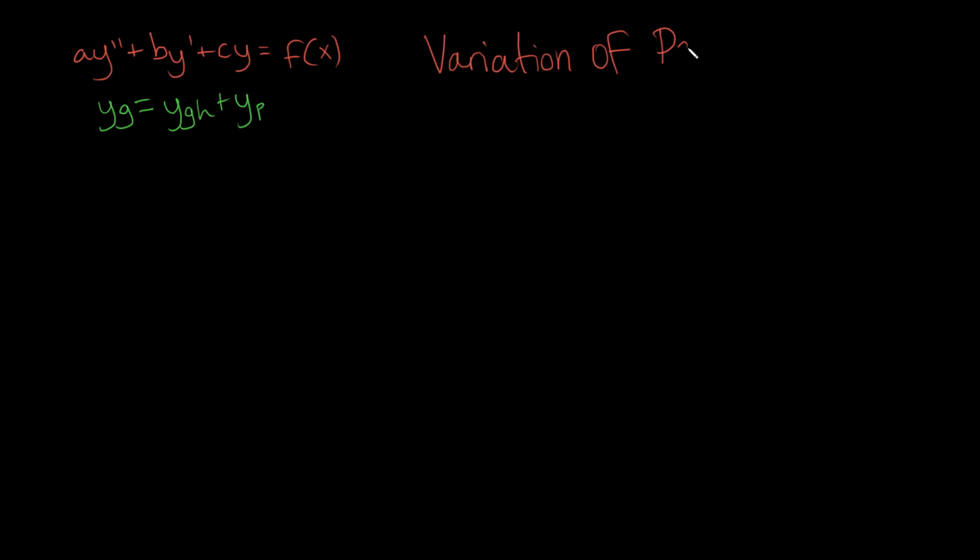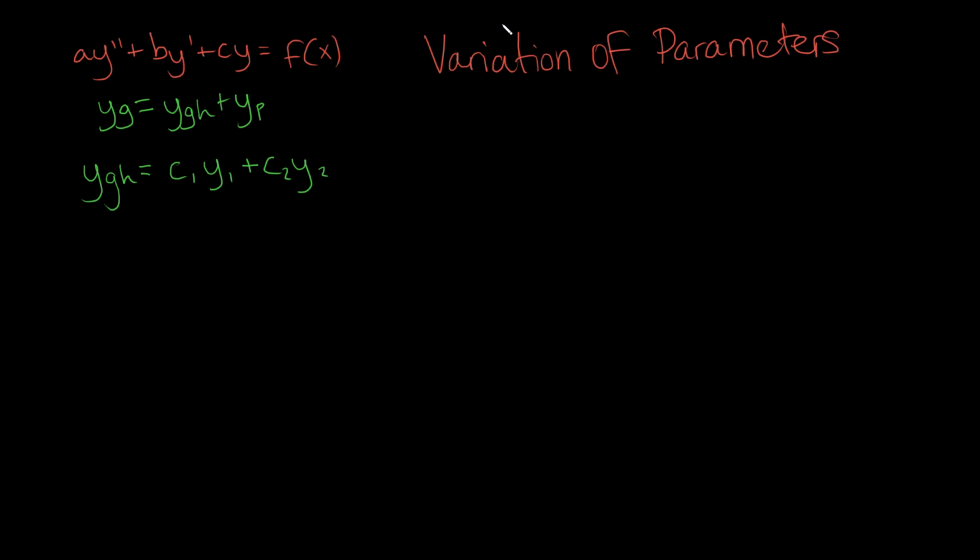Variation of parameters. What is the variation of parameters? I'm writing it big so you know it must be important. The variation of parameters says, let's say you already have a general solution to the homogeneous case. The general solution to the homogeneous case is equal to a constant times a particular solution to the homogeneous case, plus another constant times another solution to the homogeneous case.